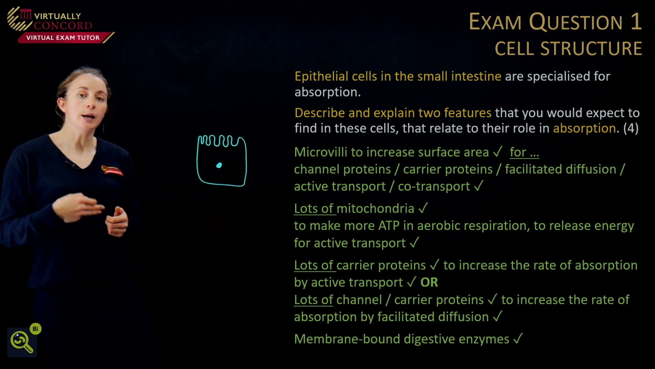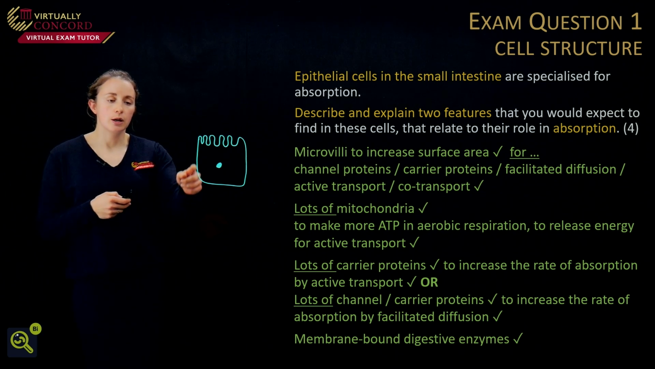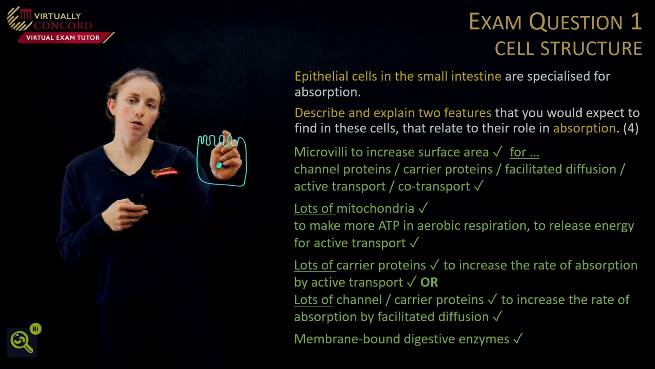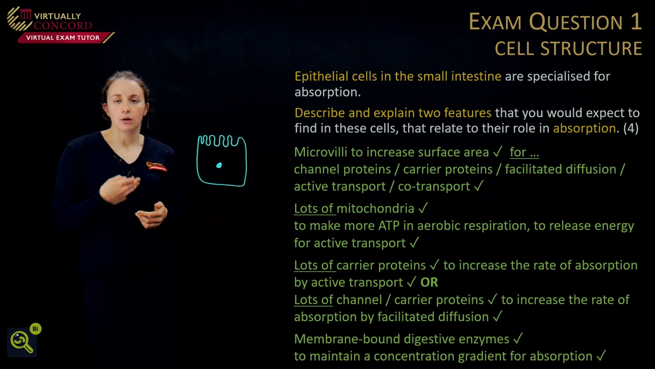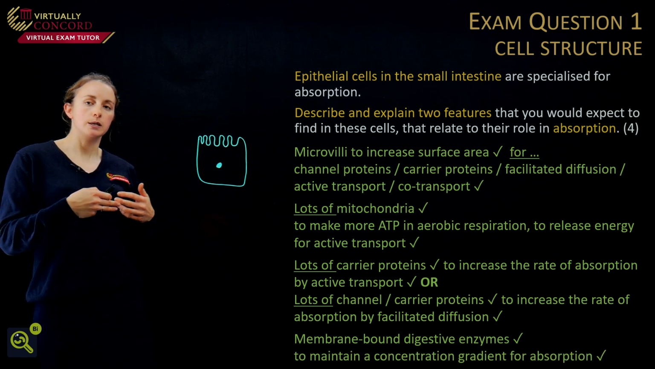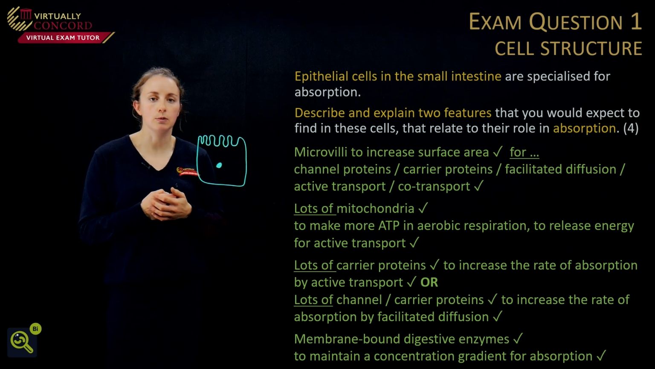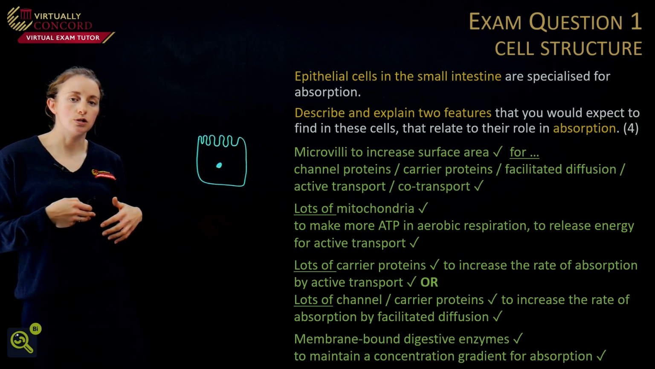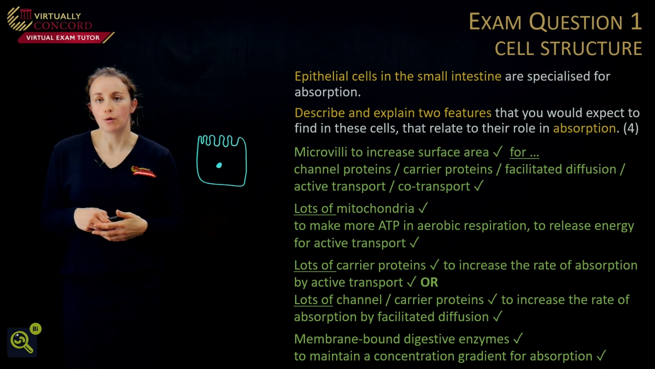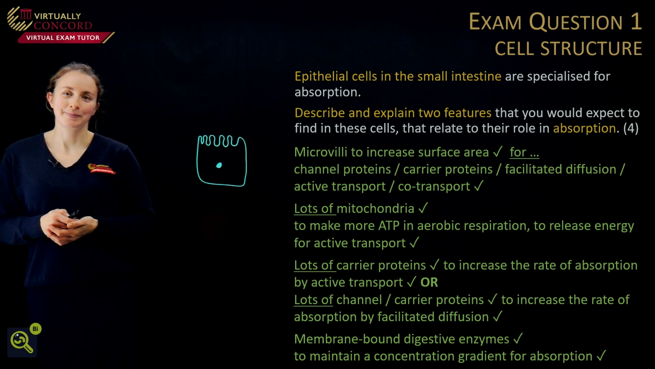And then finally, membrane-bound digestive enzymes. So digestive enzymes that are found actually on the cell surface membrane, and they are there to maintain a concentration gradient. So they digest larger molecules into smaller molecules on the membrane itself, and that helps to maintain a concentration gradient for absorption of those smaller molecules.